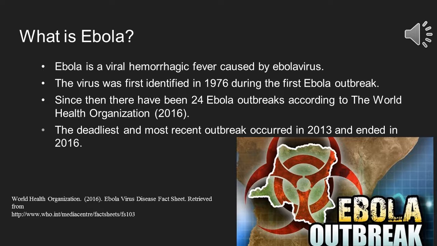What is Ebola? Ebola is a viral hemorrhagic fever caused by Ebola virus. The virus was first identified in 1976 during the first Ebola outbreak. Since 1976, there have been a total of 24 Ebola outbreaks according to the World Health Organization. As you may remember, the deadliest and most recent occurred in 2013 and did not officially end until 2016, last year.